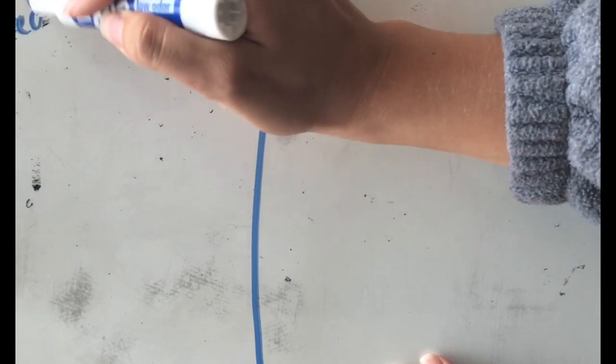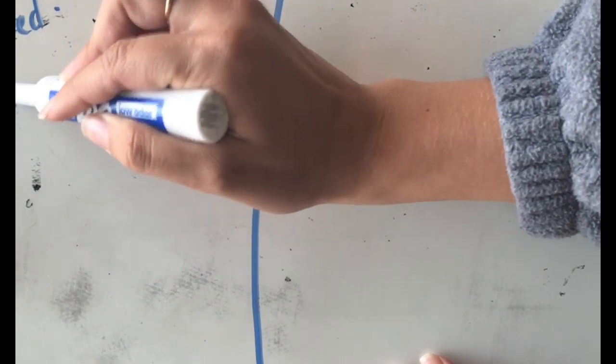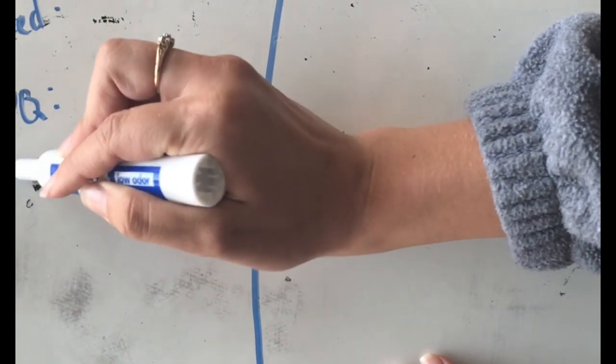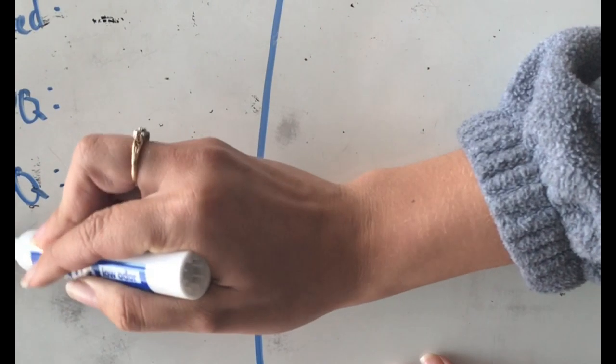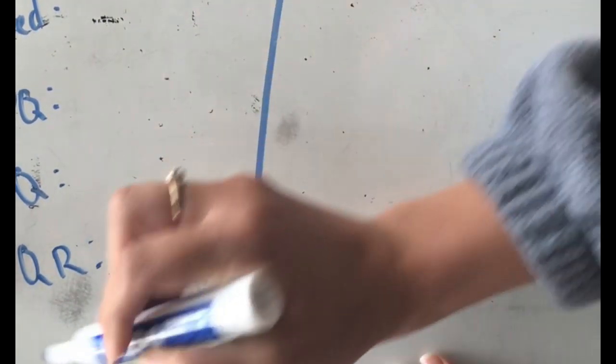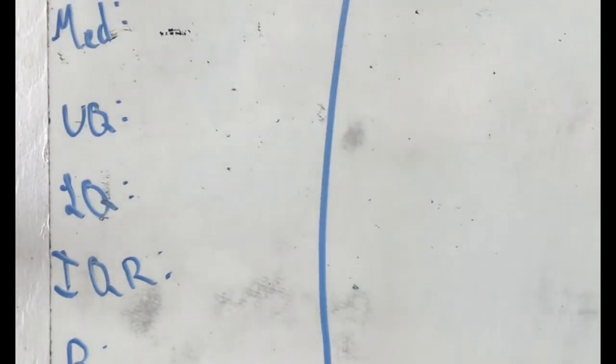Mean, median, upper quartile, lower quartile, interquartile range, and just our plain old regular range. So in order to find the mean, we're going to add everything up and then divide it by how many there are.